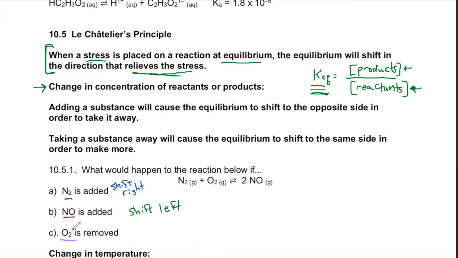So for this third possibility, we are going to remove oxygen. So we are taking this amount of oxygen and making it go down. The system is going to want to respond by building the level of oxygen back up. We've taken some away. The system is going to make more. How does it make more oxygen? By taking NO and increasing the reverse reaction to make nitrogen and oxygen out of the NO gas. So this is going to be a shift to the left as well. So we can call this a shift to the left or a shift towards the reactants.